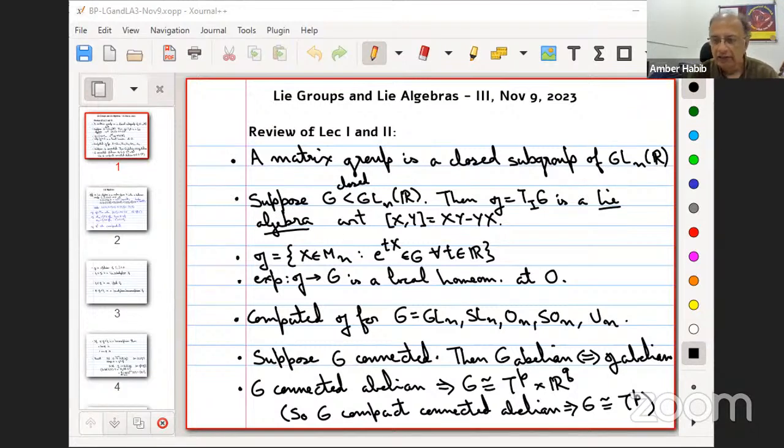And further, if G is connected and abelian, then it turns out that we know exactly what it looks like. It's isomorphic to some torus times Euclidean space, T^p cross R^q. And so in particular, if G was connected and abelian and compact, then it could only be a torus. It could be S1 cross S1, some p times. Okay. All right, so that's what we had done. And we had done one more thing, which was discussing the adjoint map, but I'll bring it up later in today's lecture.